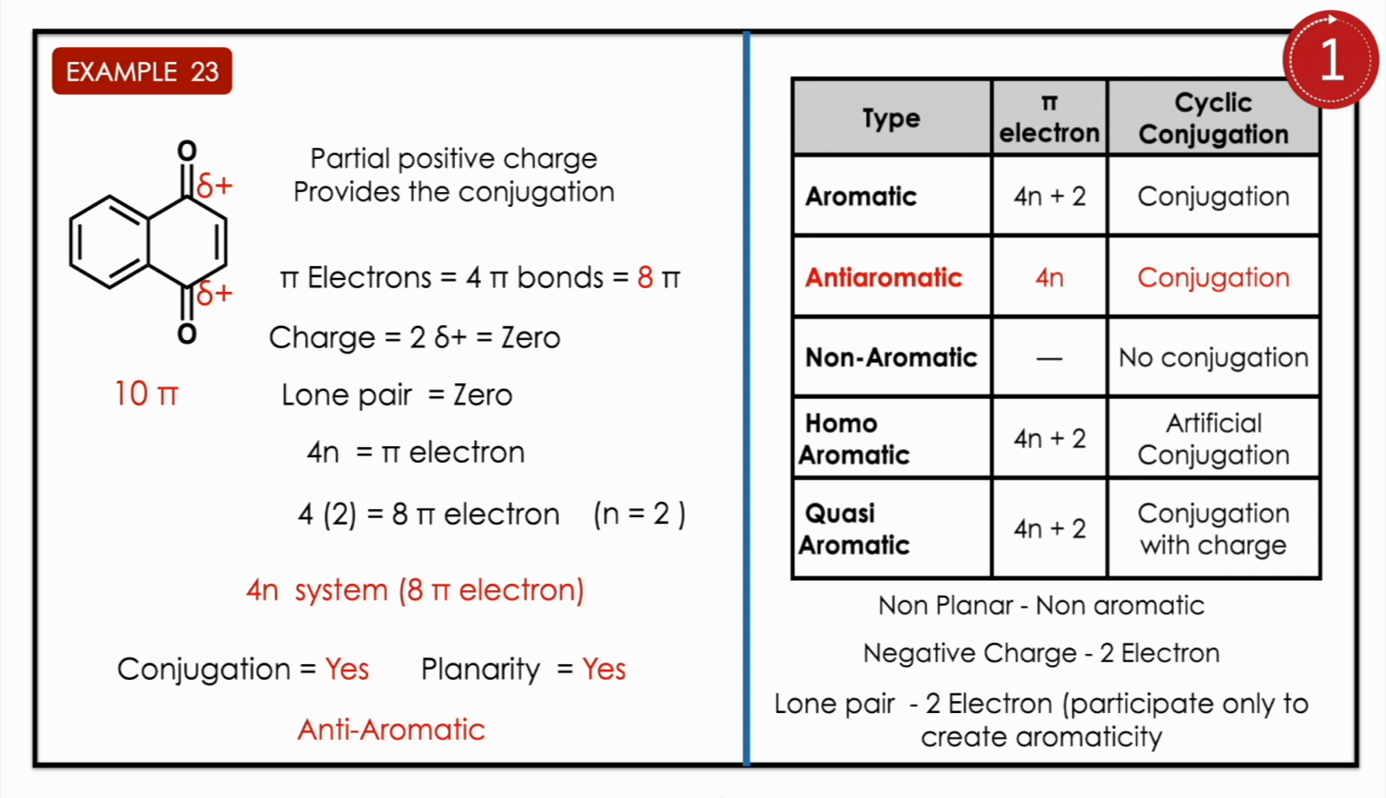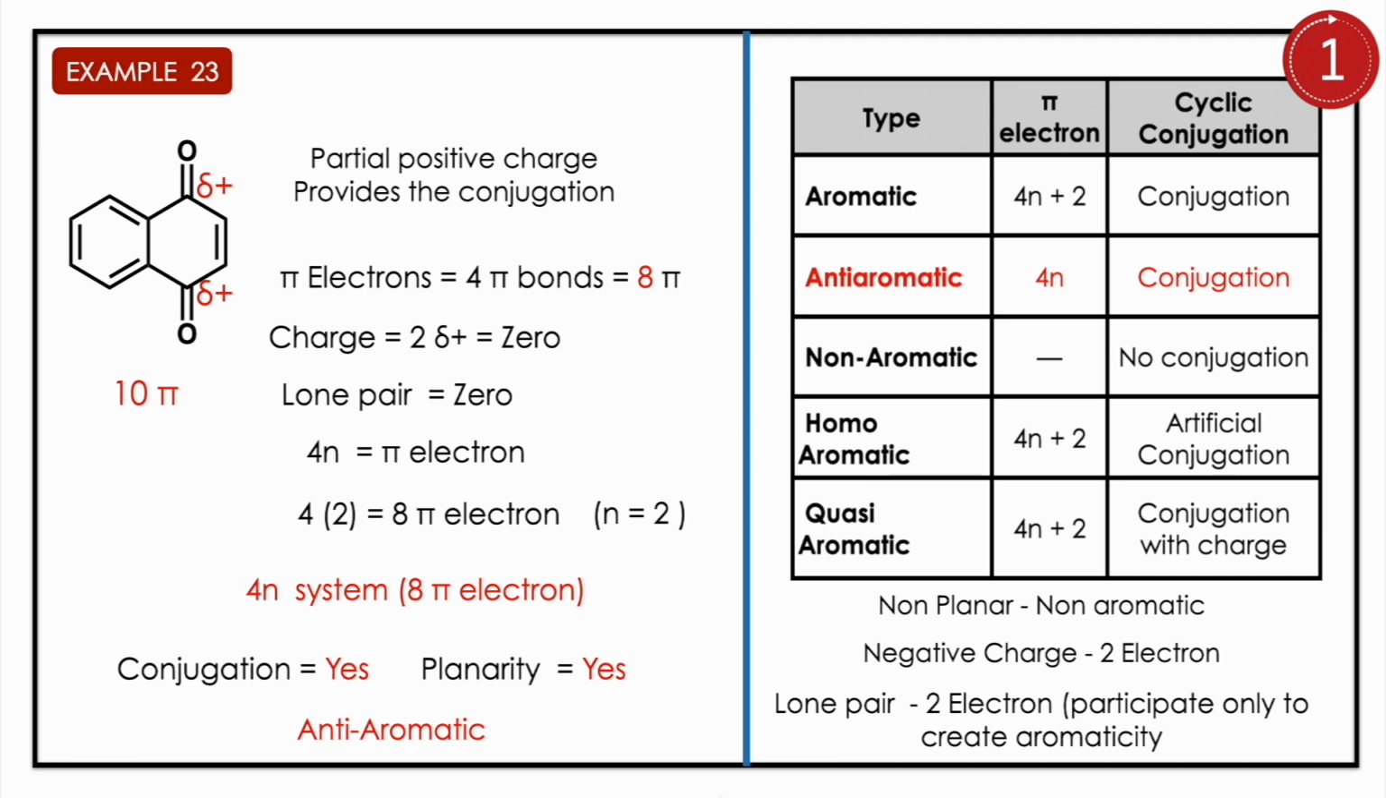Here the partial positive charge provides the conjugation. So the compound is a completely conjugated system. Let us count the pi electrons. Totally 4 pi bonds, so 8 pi electrons. The charge is 2 delta positive. It doesn't contribute anything, so 0. Lone pair is not there, so 0. So totally 8 pi electrons.